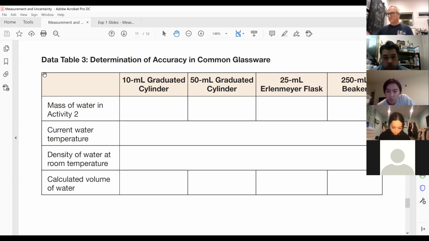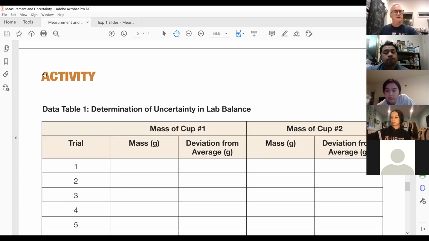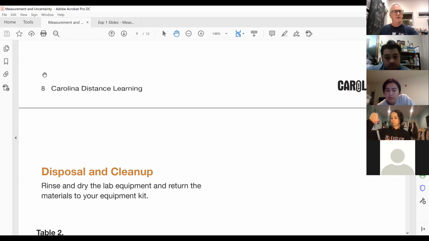So with the 50 mil graduated cylinder, it's basically going to be done exactly the same way. And I think these balances go up to 100 grams, so we should be well within, because this weighs about 29 to 30 grams. And we're supposed to put how much in there?